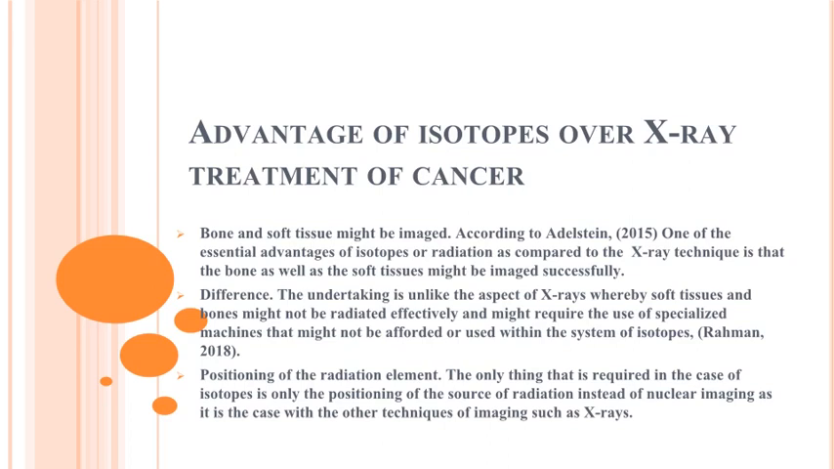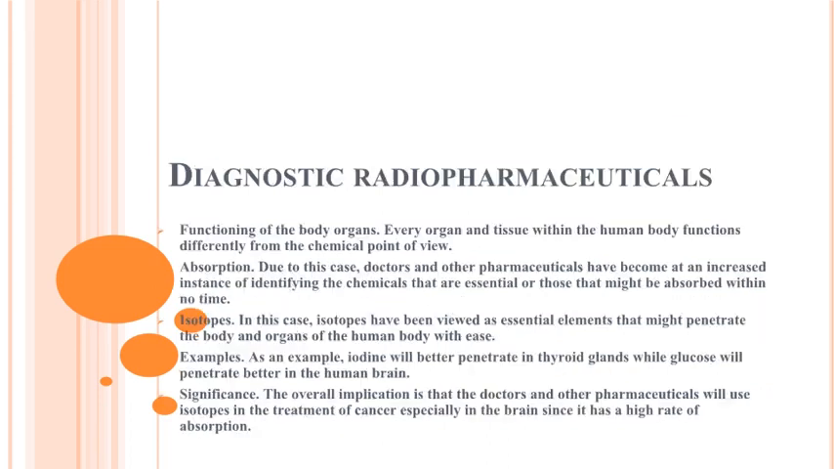The other important thing to realize is the positioning of the radiation element. The only thing that is required in the case of isotopes is the positioning of the source of radiation, instead of nuclear imaging, as is the case with other techniques of imaging such as X-rays. Every organ and tissue within the human body functions differently from the chemical point of view. As an example, absorption takes place differently. Due to this, doctors and pharmaceutical experts have become increasingly able to identify the chemicals that are essential or those that might be absorbed quickly.